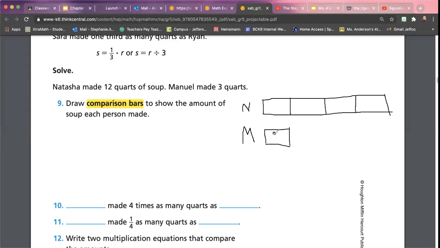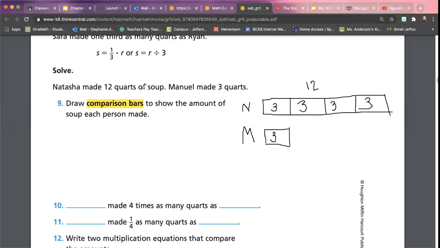So here's Manuel's. And we know that Manuel, if he's only making 3, it takes 4 of his to make Natasha's. Because 3 times 4 is 12. So there's our little comparison bars. Manuel made 3. Natasha made 12 altogether. I know that 3 times 4 is 12.